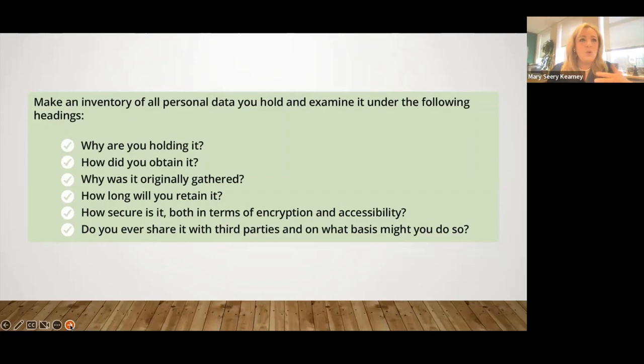If you can answer all of those sensibly, and with respect for the data that you're holding and with respect for the individual, then you're nearly there on GDPR, and that you have that mapped out.